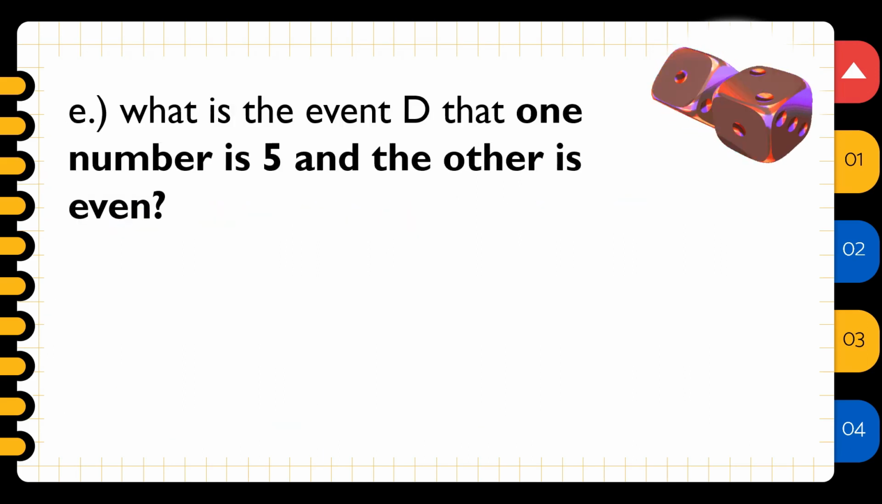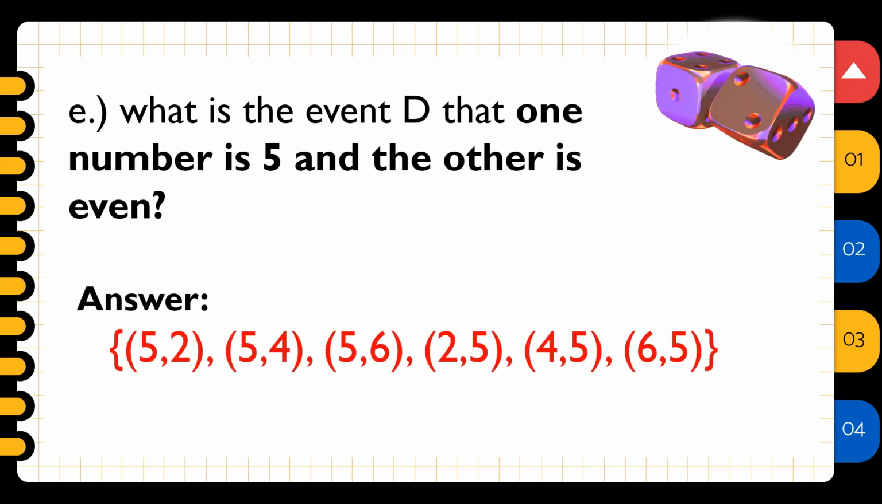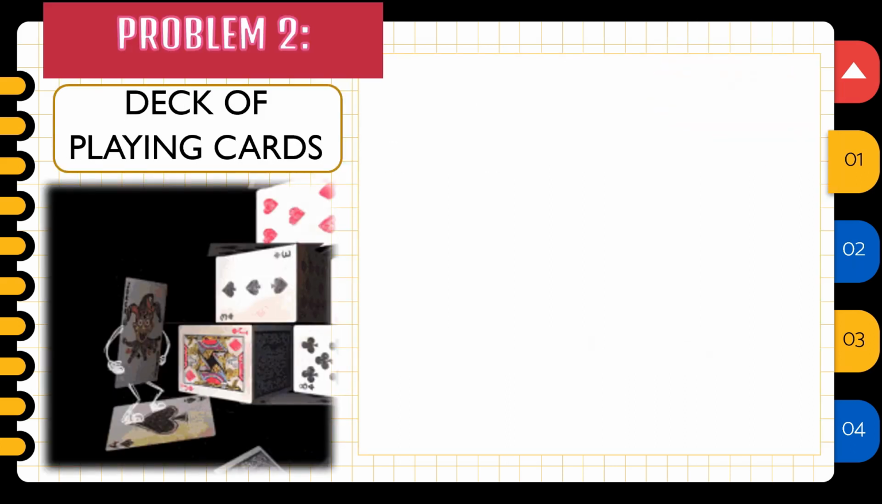Okay, let's have letter E. What is the event D that one number is 5 and the other is even? So here we have 5 and 2, 5 and 4, 5 and 6. Also, we have 2 and 5, 4 and 5, and the last one is 6 and 5.